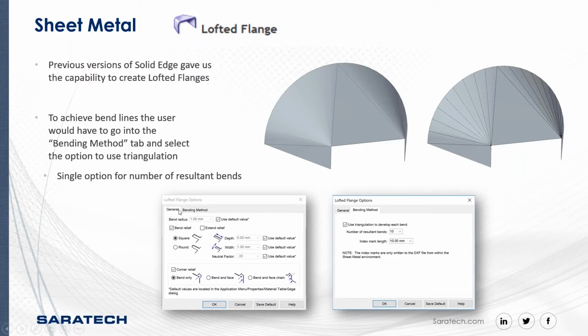You can see here now with our lofted flange options under General, this is what our picture looks like for our bend relief or the extend relief and the corner relief. And then next, the bending methods. Here we have the option to use triangulation to develop each bend. So we put that under the options.